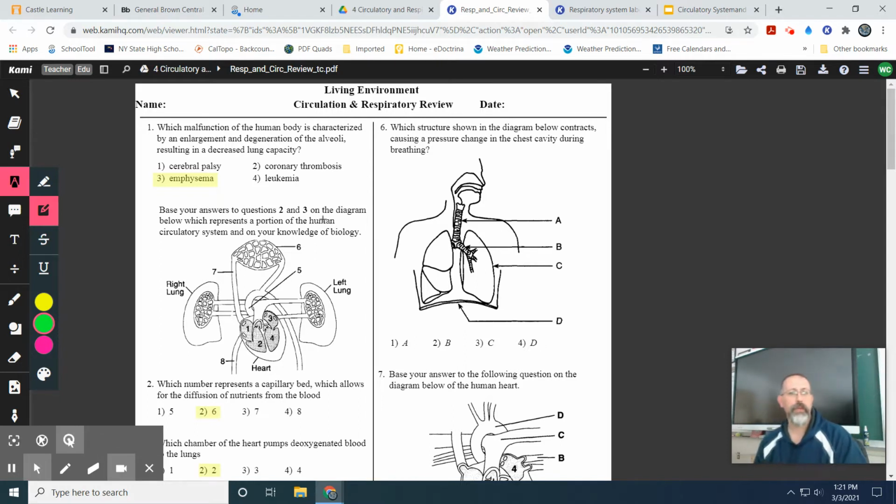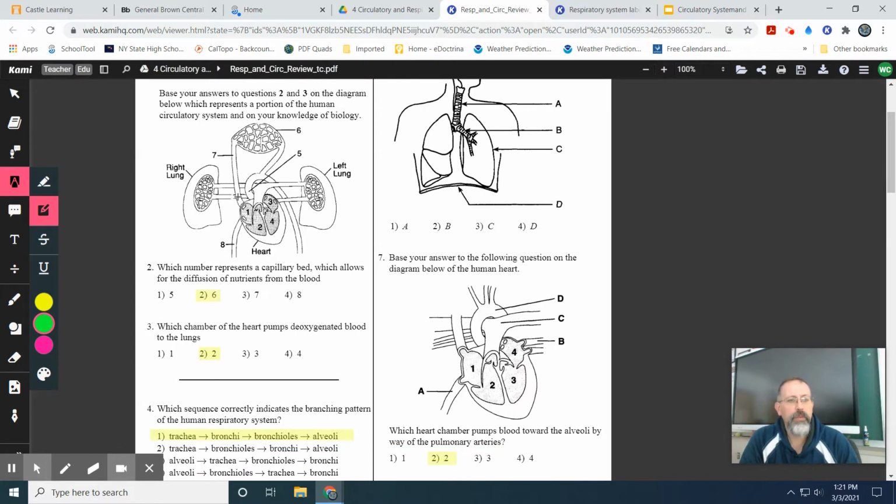The first one asks about a malfunction of the body characterized by enlargement and degeneration, so breakdown, of the alveoli, resulting in decreased lung capacity. Cerebral, that's the brain. Coronary, that's the heart. Leukemia, that's cancer. Emphysema is when the lungs can't expand and contract, usually due to smoking over a long period of time or exposure to environmental things.